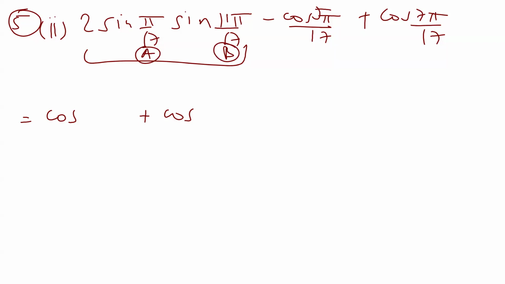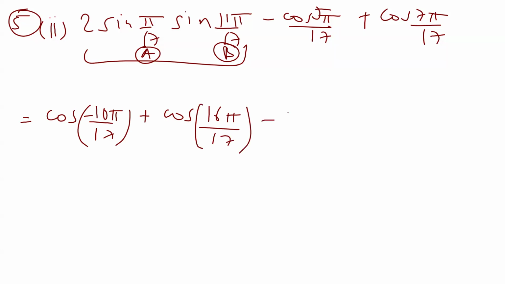So 2 sin A sin B is cos A minus B. So pi minus 11 pi by 17 is 10 pi by 17, and pi plus 7 pi by 17 is 16 pi by 17, minus cos 5 pi by 17 plus cos 7 pi by 17. Okay.